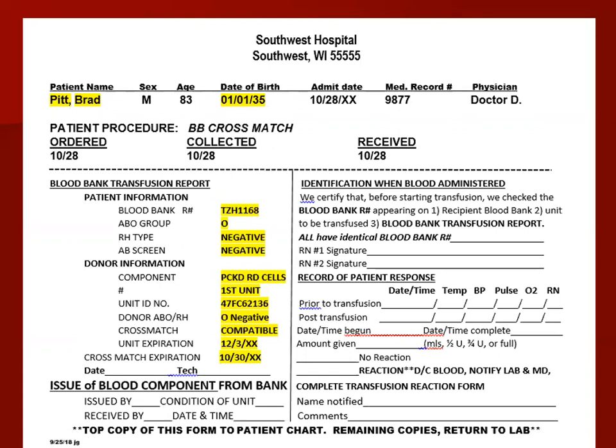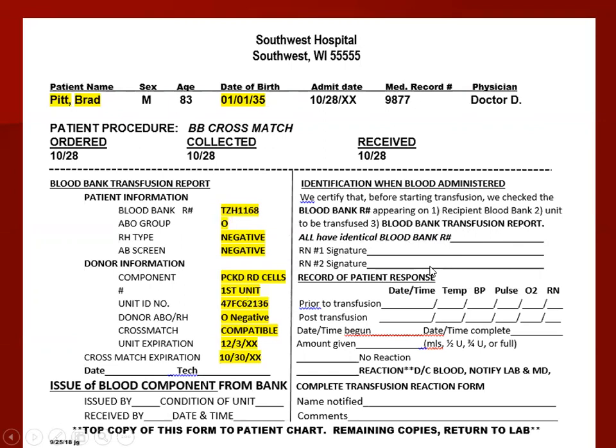Then you're going to have a date and a signature from the tech from the lab or the second nurse that gave it to you, who it was issued by, the condition of the unit, and that you took it, and the date and time that you took it. Okay. So when you go through and do all your double checks in the room with your patient, you'll see that you have a place to write that blood bank number. Again, you shouldn't just be writing it from here. You should be looking at the wristband and everything. Make sure you're writing it down here.